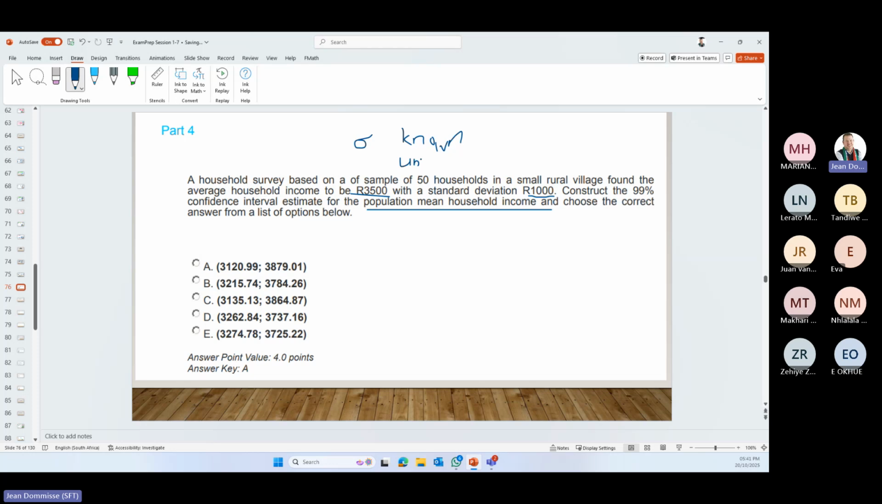Is the population standard deviation known or unknown? That's the first thing that we need to look at. What would you guys have set in this instance? Standard deviation, and you can just put something in the chat. Standard deviation known or unknown?